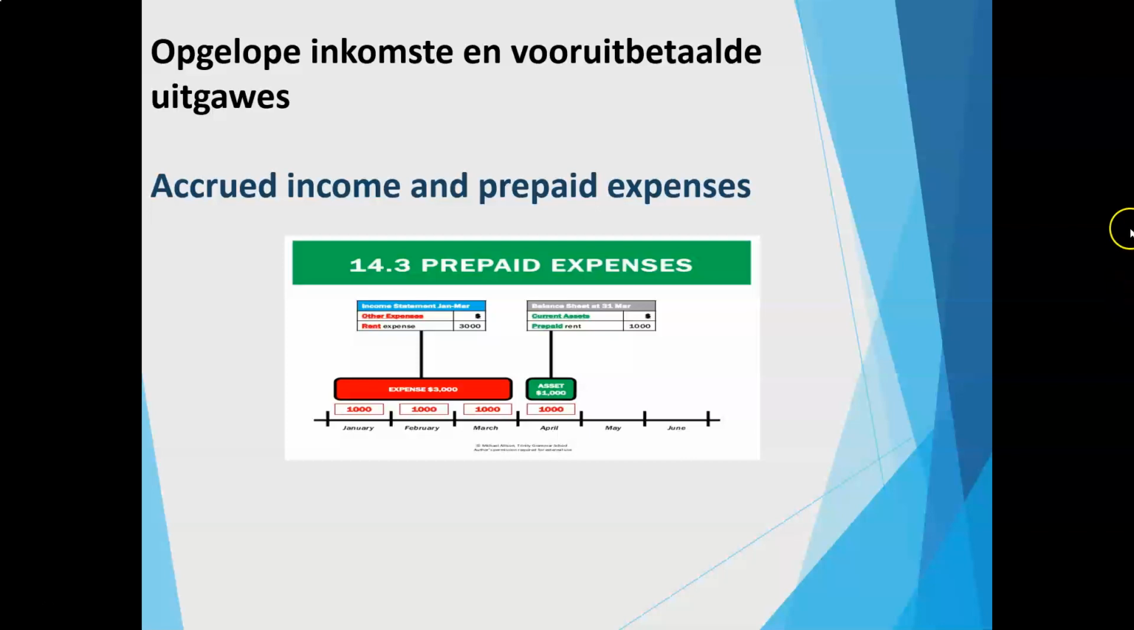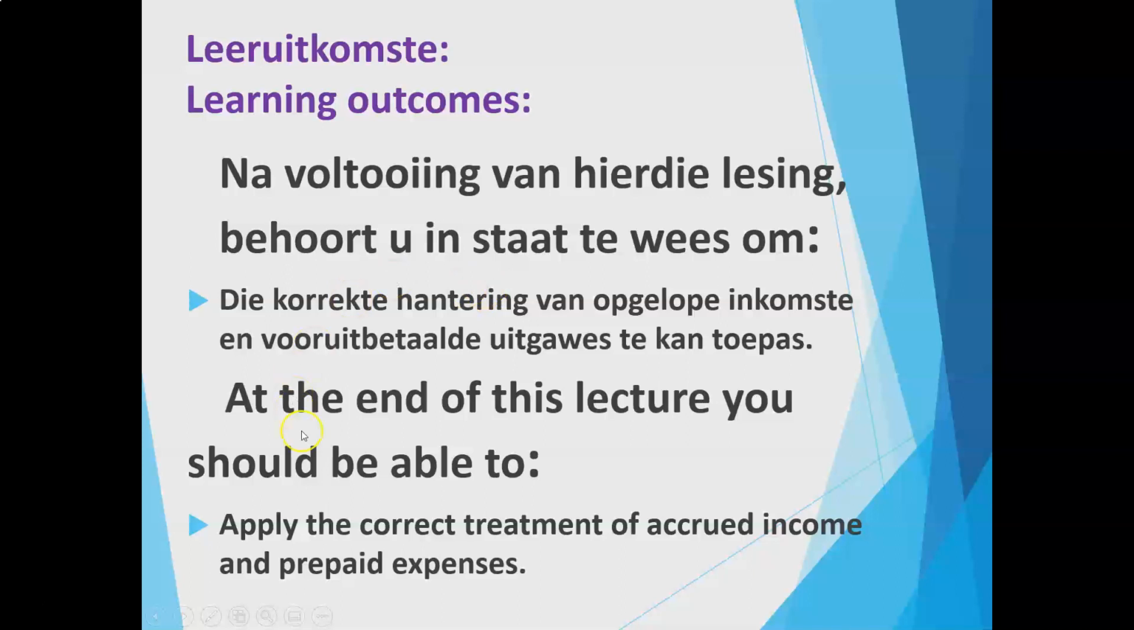Let's quickly revise accrued income and prepaid expenses. Accrued income, you are actually entitled to that income, but you haven't received it as yet. And prepaid expenses, you have already paid for something, but you haven't received the benefit of the service or whatever you've paid for as yet.